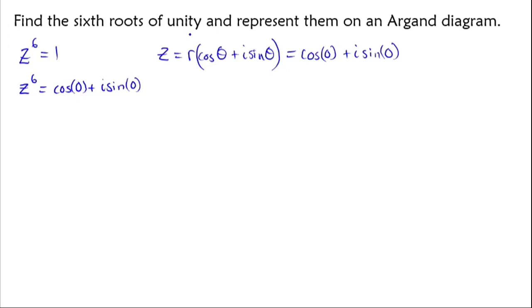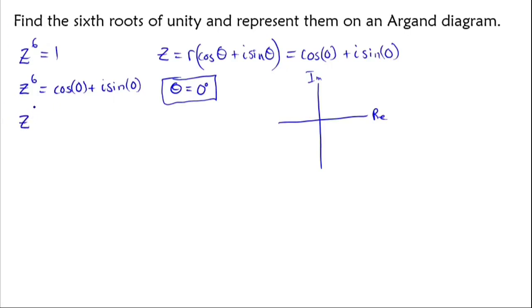In this case, clearly theta is 0 degrees. The reason why we've chosen theta to be 0 degrees is that when you look at the Argand diagram, this is the imaginary axis, this is the real axis. Because we just have 1, which is just real, the angle there is just 0. So I can write this as z to the power 6 is equal to cos theta plus i sin theta, of which I know that my theta is 0 degrees.